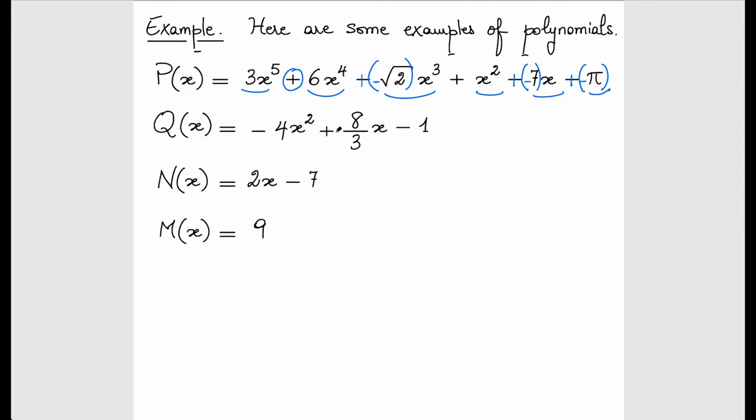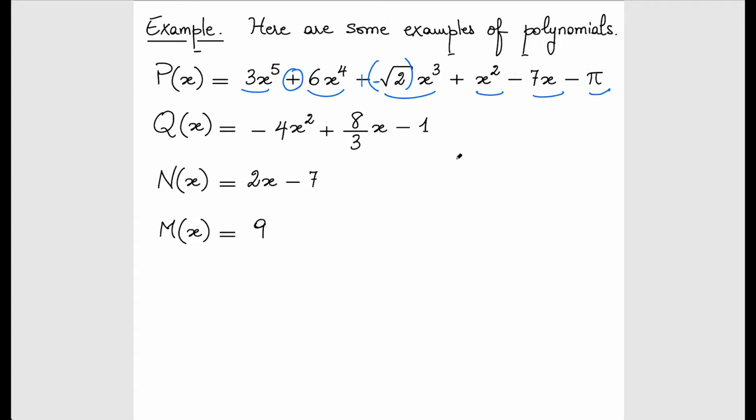Probably one comment is the 8/3. This is still a constant. I didn't say that this coefficient has to be an integer. It can be any constant like pi or whatever, right? Square root of 2. As long as it's a number, it can sit as a coefficient, and so on and so forth, right?